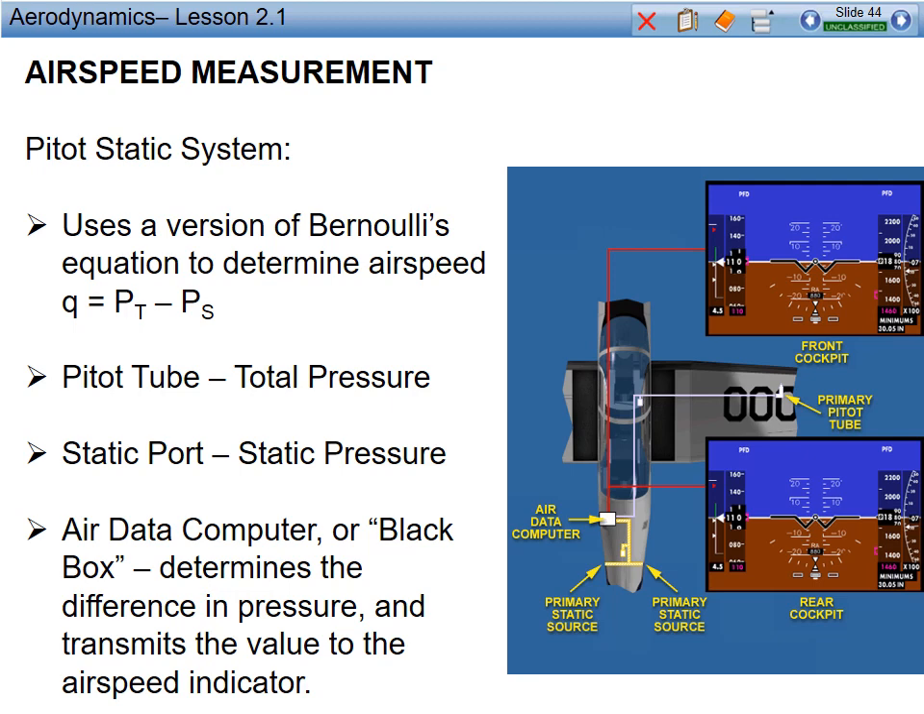In order to measure our airspeed, we use the pitot-static system. It is simply a version of Bernoulli's equation, rearranging it to solve for Q, which we know is 1/2 rho v squared, or dynamic pressure. The pitot tube measures total pressure. The static port measures static pressure. And by taking the difference, we will get our dynamic pressure. This is transmitted to the pilot on the airspeed indicator.